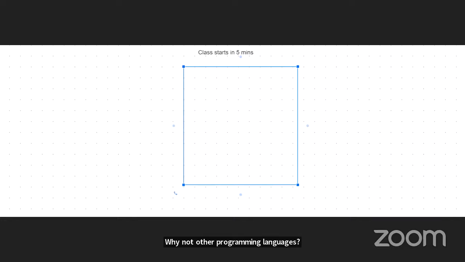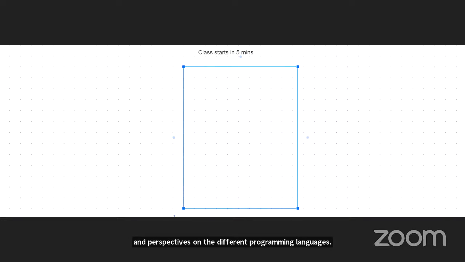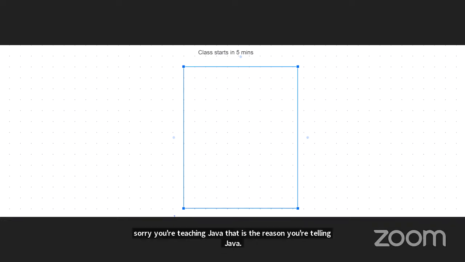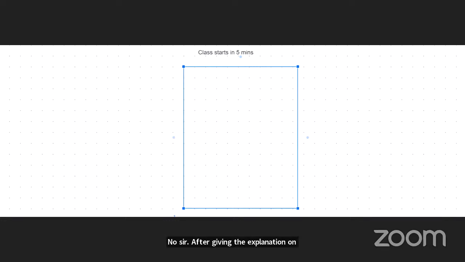Okay, fine. Most people will get different opinions and give different thoughts and perspectives on different programming languages. Now I'll clarify why only Java. In my career, I worked on different programming languages like Python, JavaScript, Golang, and my favorite is Java. Sir, you are teaching Java, that is the reason you are telling Java. No, sir. After giving the explanation on why Java, you will tell me how Java is most important and how it is useful.